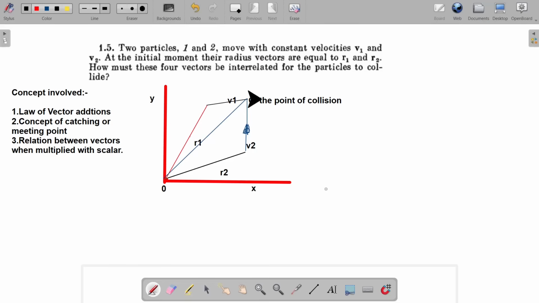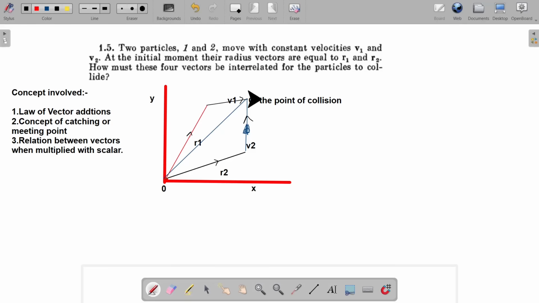The problem states: two particles 1 and 2 move with constant velocity vectors v1 and v2. See, the notation of velocities is marked in bold, so we must take them as vectors. At the initial moment, their radius vectors are equal to r1 and r2. You can see from here it's r1 and another is r2, and these are the two velocity vectors which I have marked as v1 and v2. So we need to find what should be the relation between these four vectors so that the particles can collide.